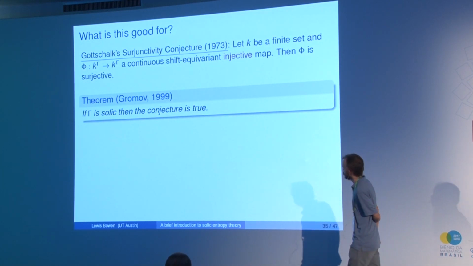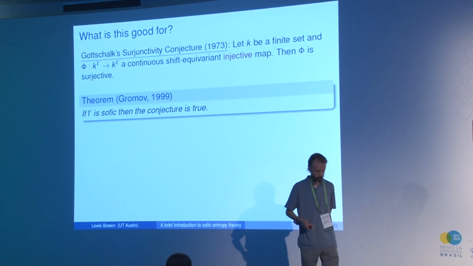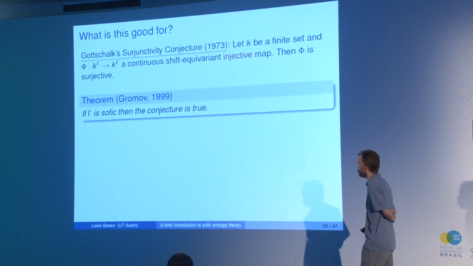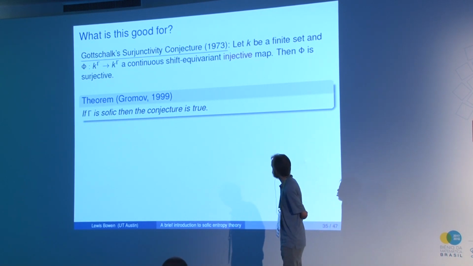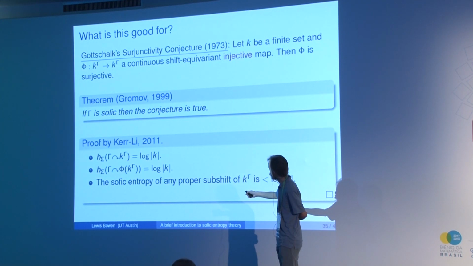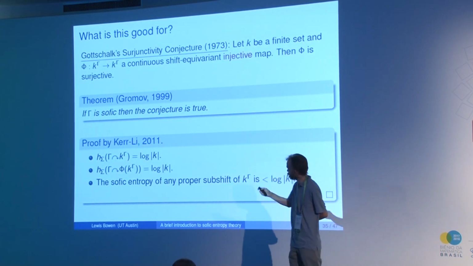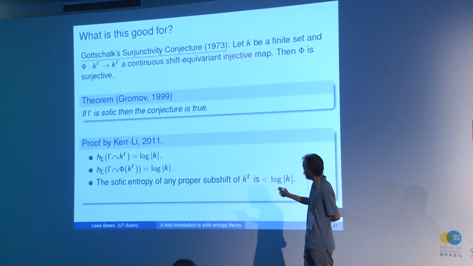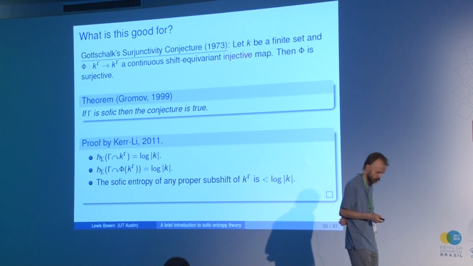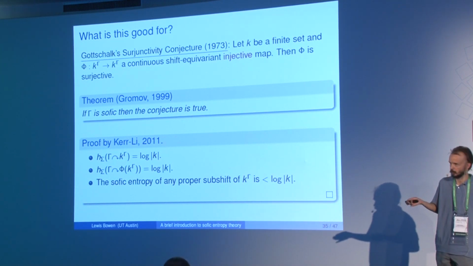And Gromov introduced Sofic groups, which I haven't told you what that is yet, but I will. Then the conjecture is true. Okay. So here's the proof. Sofic groups, by the way, I'll tell you what it is in a moment, but there are groups to which this entropy theory applies.